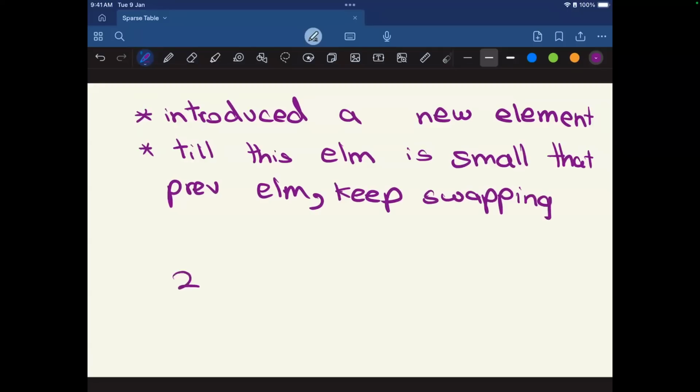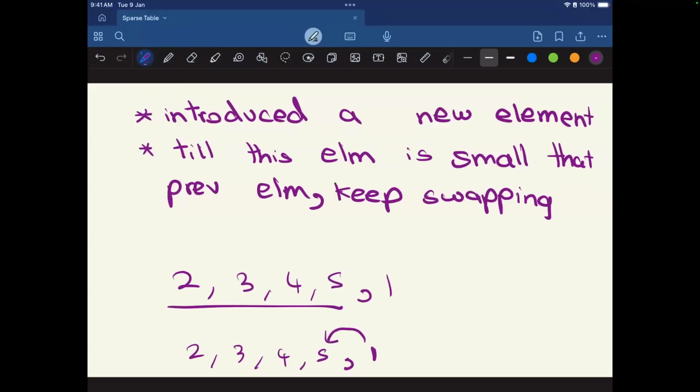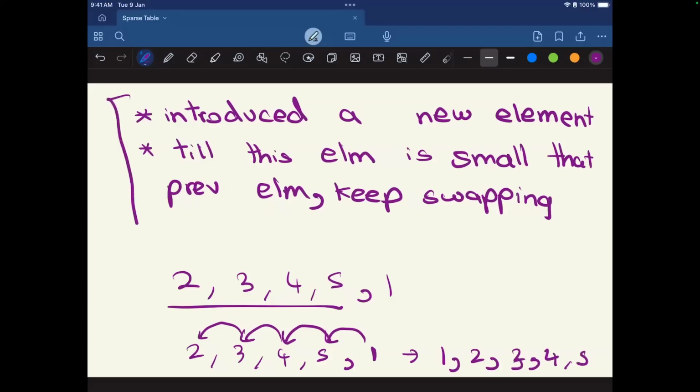For example, if it is 2, 3, 4, 5, 1, then these elements will be as they are. So 2, 3, 4, 5, 1. And after that, when we introduce 1, we swap this, so it becomes 2, 3, 4, 1, 5. Then you swap this as well, swap this as well, swap this as well. So finally, you keep pushing 1 towards the left, and the array becomes 1, 2, 3, 4, 5. Is this algorithm clear with everyone?